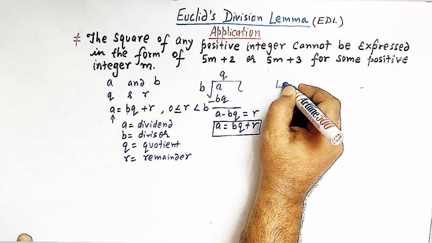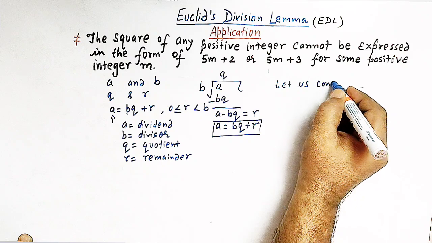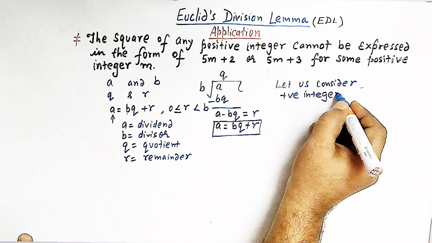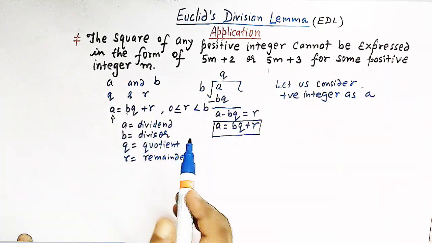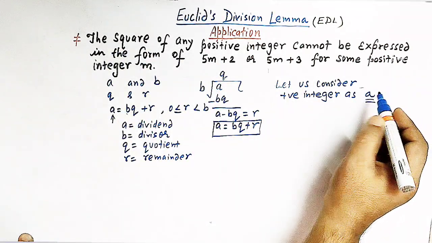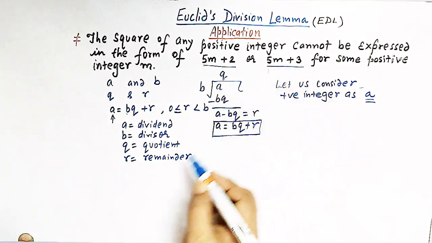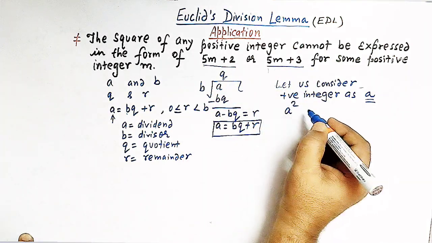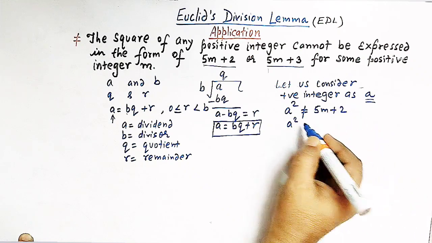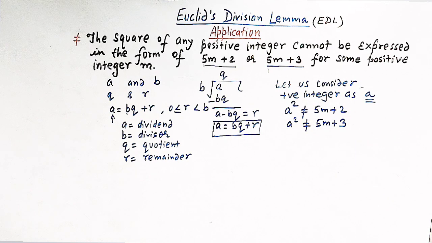Okay, so now let us consider the positive integer as a. Here we have to show that the square of this positive integer cannot be expressed in the form of 5m plus 2 or 5m plus 3. So we have to prove that a square cannot be equal to 5m plus 2, or a square cannot be equal to 5m plus 3 for some positive integer m.